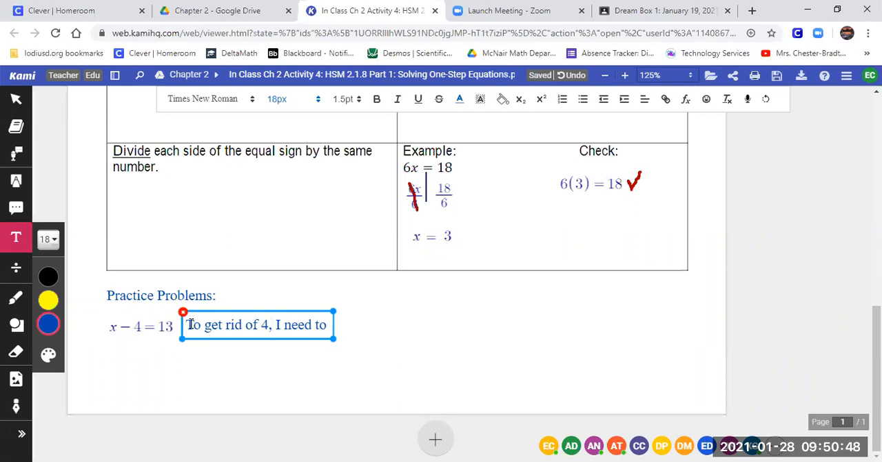Are we trying to get a big 0 or a big 1? Think about it. Are we trying to make a big 0 because when we add 0 or subtract 0, it doesn't matter? Or are we trying to get a big 1 because we multiply or divide by 1 and it doesn't matter? So what do we need to do so the X is all by itself? What do I need to do?